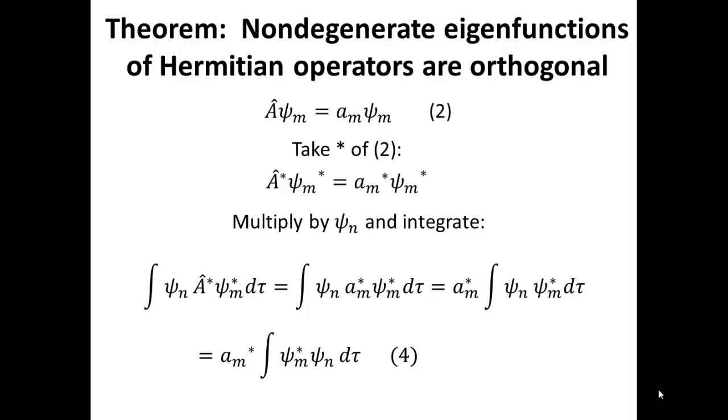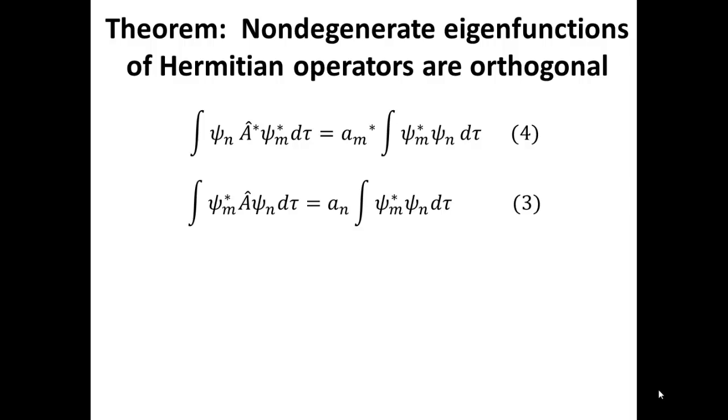Like I did before, I can pull the scalar value a m star out in front of the integral. And just to make life easier in the next step, I can switch the order of psi n and psi m star in that integral. We talked about this in the previous video as well. Multiplication is commutative; it doesn't matter what order I multiply the functions. That leaves me with the new equation 4, where a m star is out in front of the integral, and the integral itself is psi m star times psi n integrated over all space.